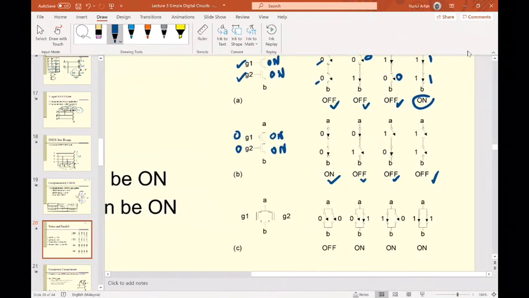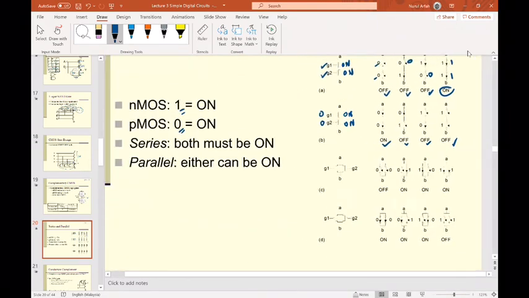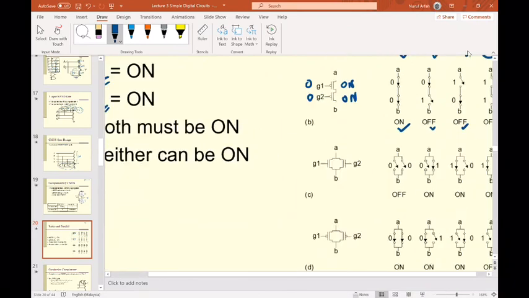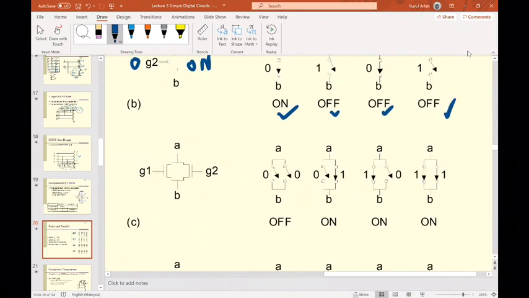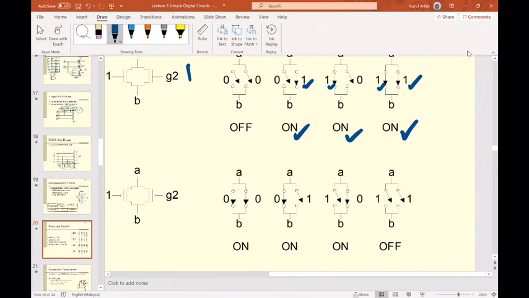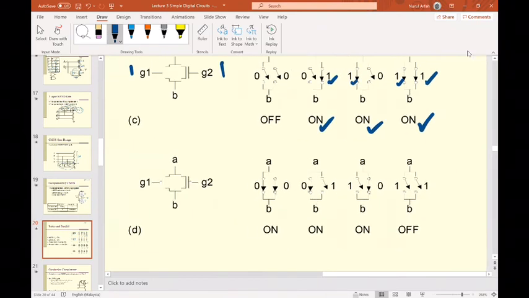Okay. And then if this is in parallel, for the NMOS, you need to have either one turned on, okay? Meaning to say you need to supply 1 at the gate. Either one should be turned on, or both should be turned on. So this one will be turned on, because if you have only one or both, you will turn on the condition there. And output will be going to 0.